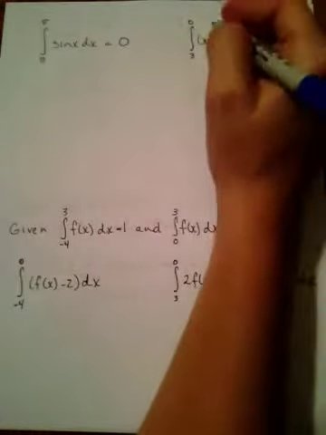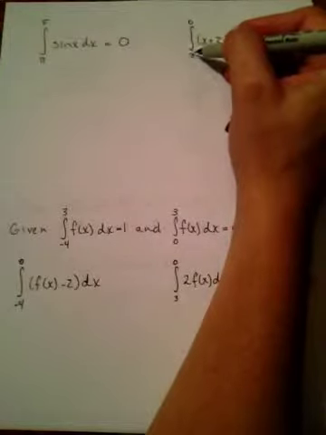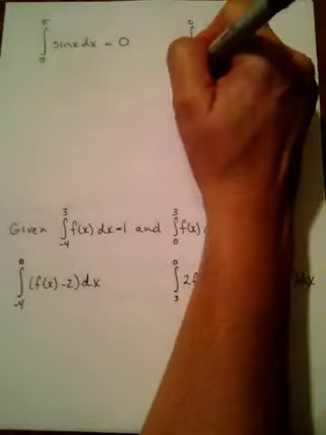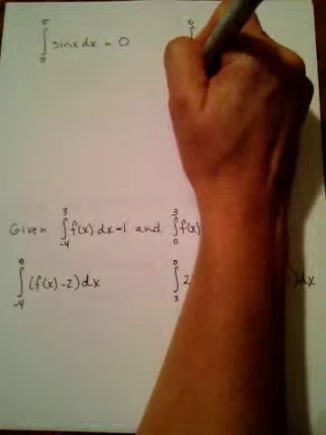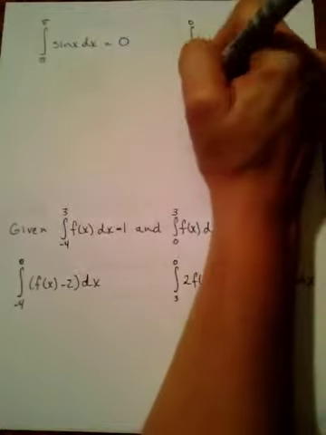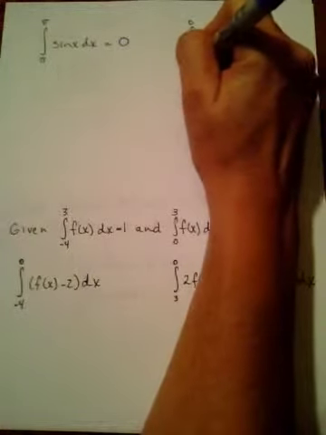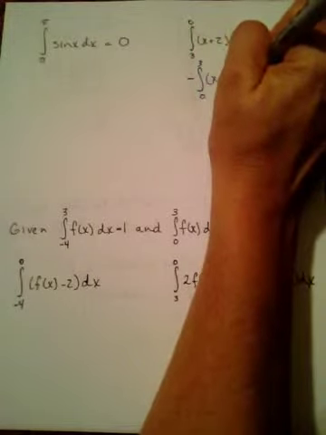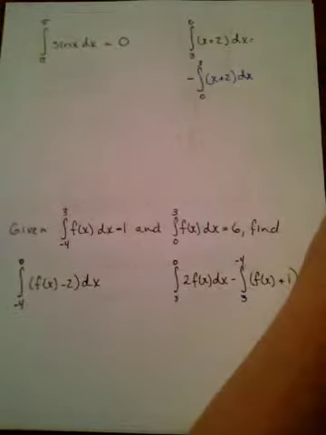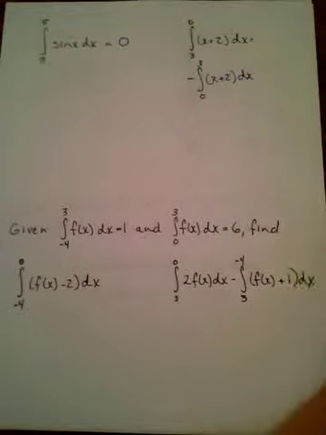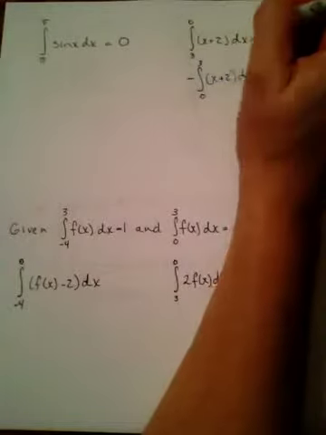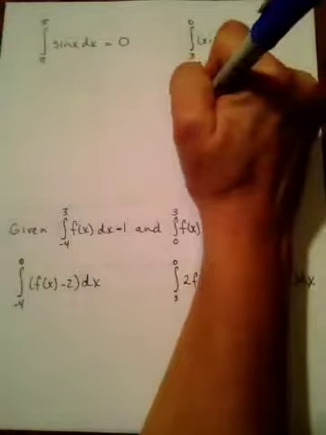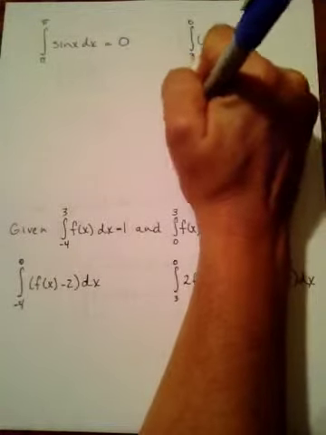This problem, if you look, the higher number is the lower limit of integration, so this will actually equal the opposite of the integral from 0 to 3 of x plus 2 dx. So we actually already found that integral on the previous video, and that integral was 6. So this would equal negative 6.